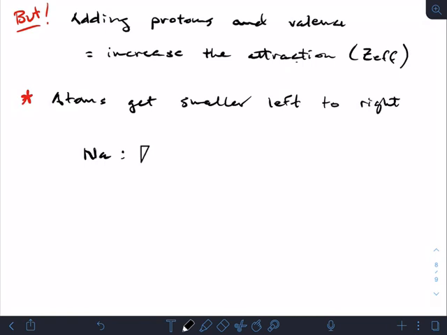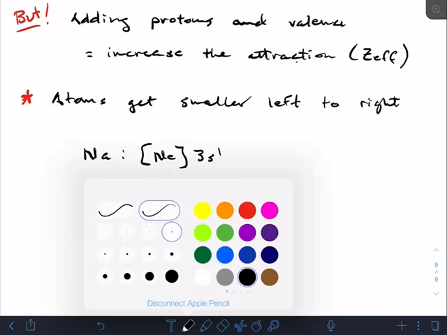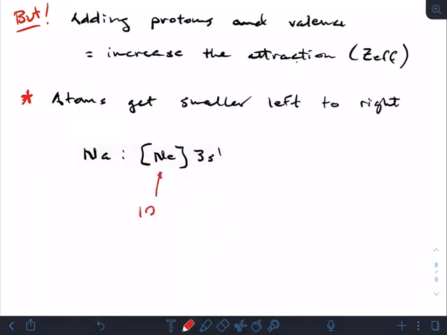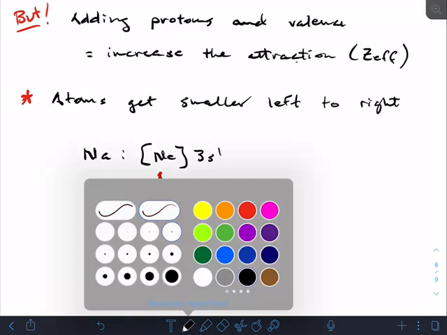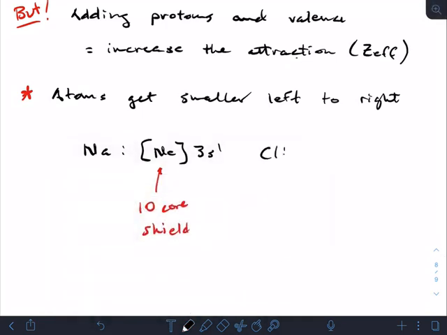Okay, so let's look at a couple of examples. So sodium has an electron configuration that reads... well, that's interesting. Sodium is neon with a 3s1. Okay, we get 10 core for shield, like our Roman legion, right?